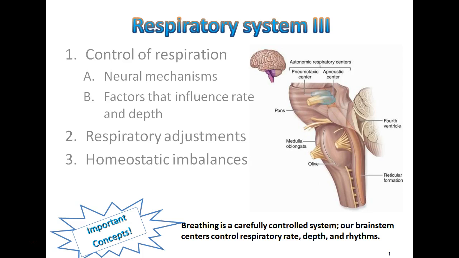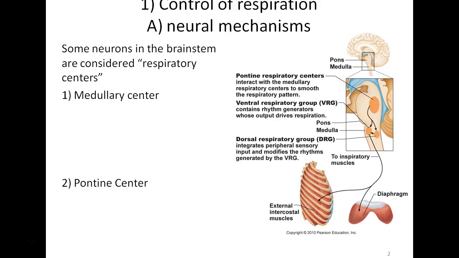The idea is that this respiratory system, this simple thing called breathing, is actually a carefully and complexly controlled, orchestrated system of rate, depth, and rhythms. So let's go ahead and look at how we might have a nervous control of breathing.